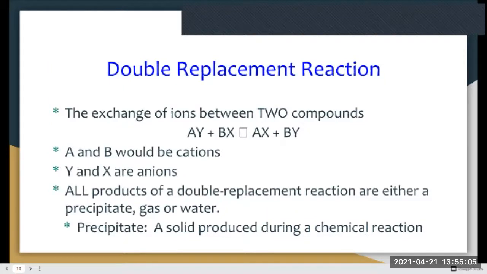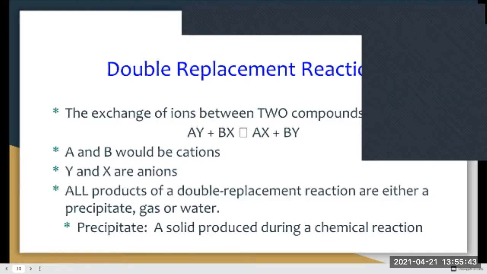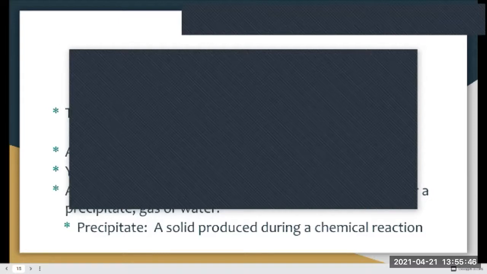So let's talk about double replacement reactions because these are very interesting beasties. You're adding two ionic compounds which switch your anions. So A and B are cations, Y and X are anions. Now, when we're talking about ionic reactions, I know all products of double replacement reactions are either a precipitate, gas, or water, but that does not mean that AX and BY are both going to be precipitate, gas, or water. Those are the only products available if it makes a product. So let's look at what this will look like in your reaction.